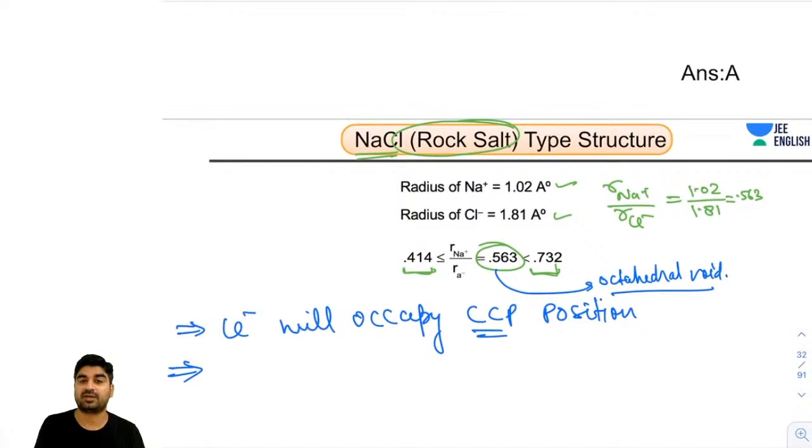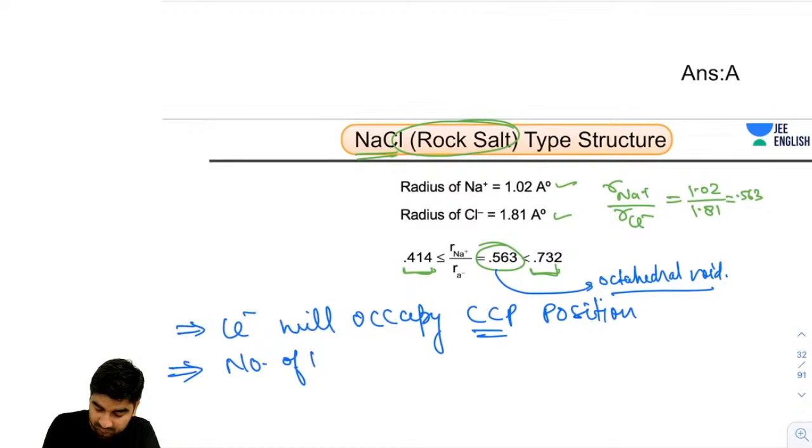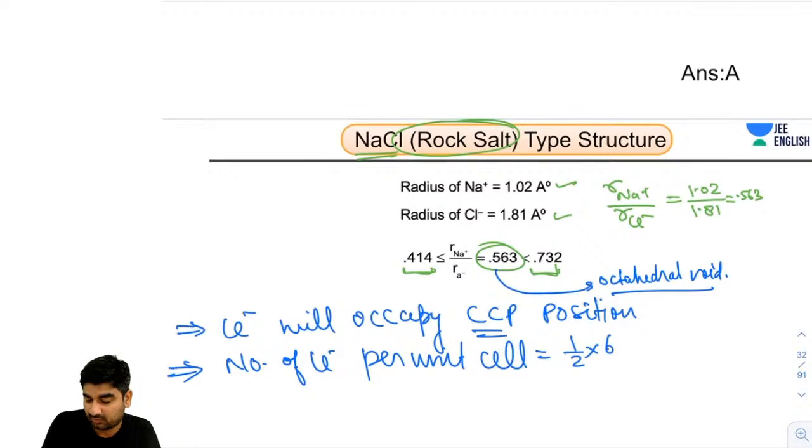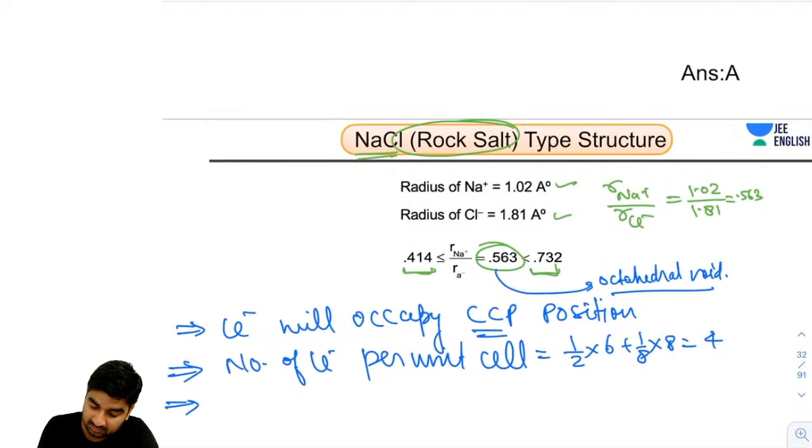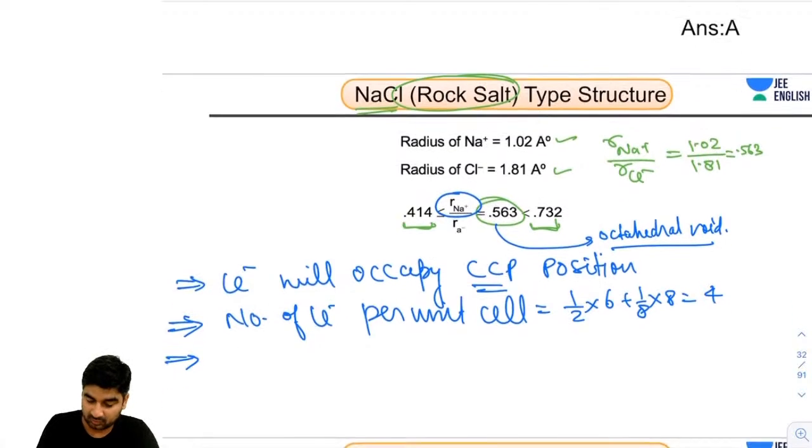If chloride is occupying CCP position, then number of chloride per unit cell is 1 by 8 into 8 plus 1 by 2 into 6, which is 4. So you will have 4 chlorides and they will be occupying CCP, means corner and face centers. Now where will be the Na plus? Where will be the Na plus guys? So note it down.